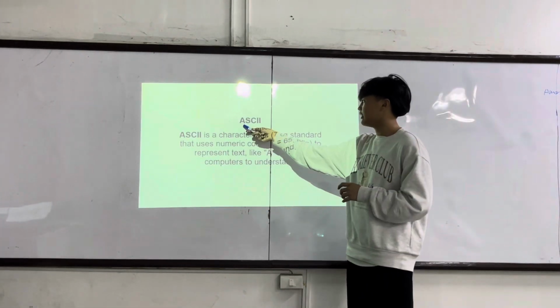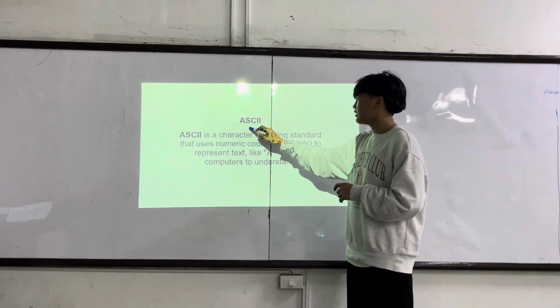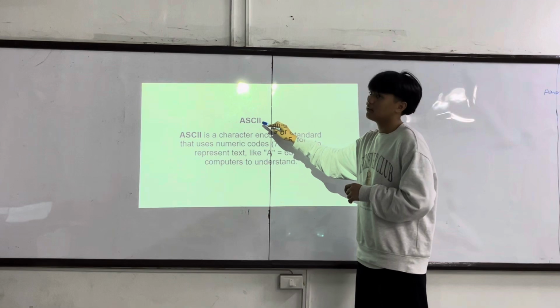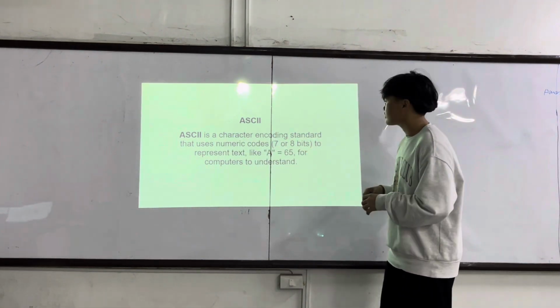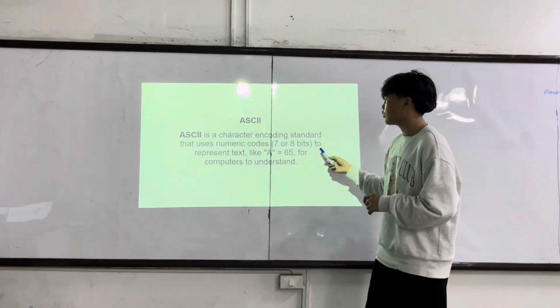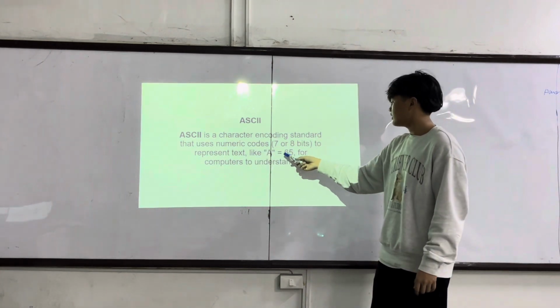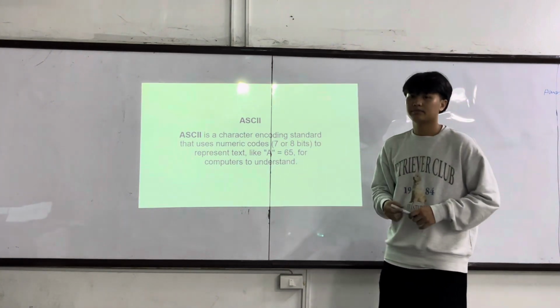Next is ASCII, which stands for American Standard Code for Information Interchange. It is a character encoding standard that uses numeric codes of 6 or 8 bits to represent text, like A equals 65, for computers to understand.